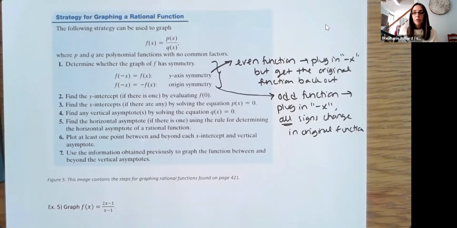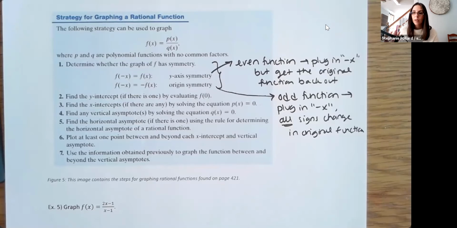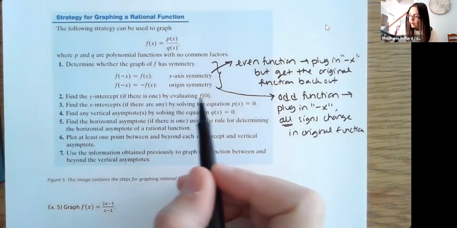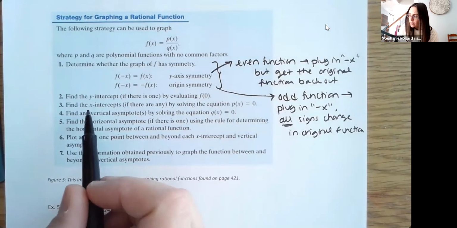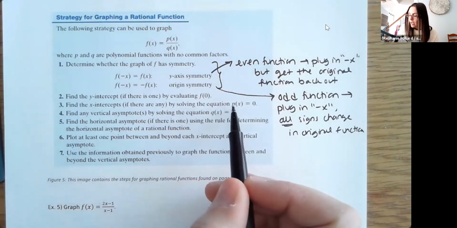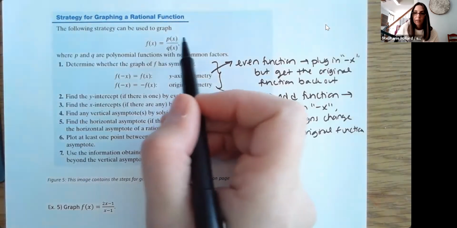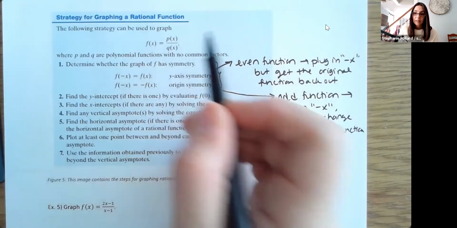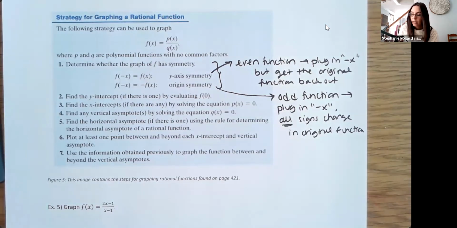Other things you want to find are really key points here. So intercepts are key points. For the y-intercept, if there is one, you plug in 0 for x. And for the x-intercepts, we solve the equation. You set the whole function equal to 0. But when you cross multiply, the denominator will cancel. So you're really just setting the numerator equal to 0 there.